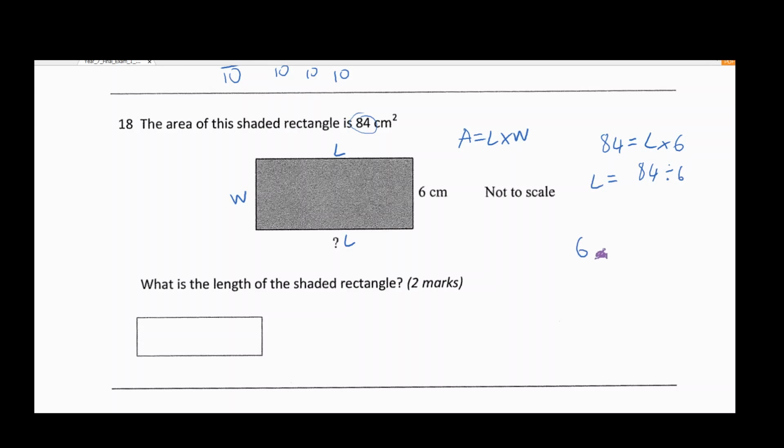So how many times does 6 go into 84? Let's have a look at that. How many times 6 go into 8? It goes once. 6 times 1 is 6. 8 take 6. That leaves 2. How many times 6 go into 2? Doesn't go. Bring down the 4. How many times 6 go into 24? It was 6, 12, 18, 24. It goes 1, 2, 3, 4 times. 6 fours, 24. No remainder. So there it is, 14. L equals 14 centimeters.